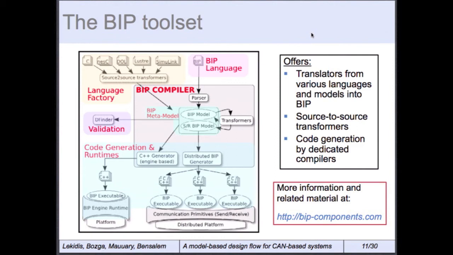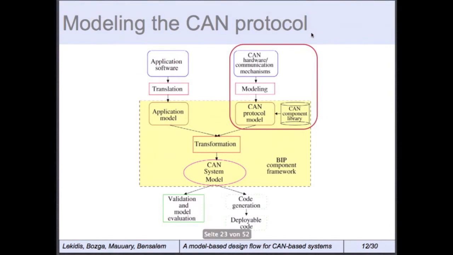So the toolset of BIP provides many source transformations. We also have code generation by dedicated compilers, and we can also translate from various languages, and we have corresponding tools to BIP. If you want more information about the framework, you can visit this website. And now I will proceed with a model of the CAN protocol.